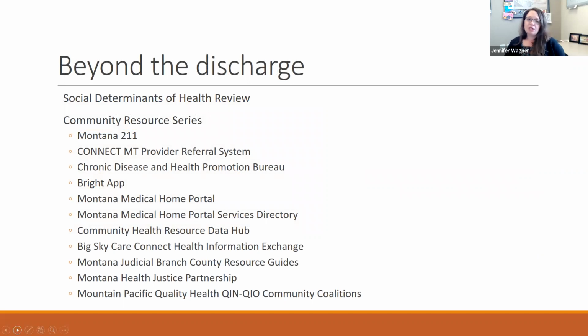We also want to look beyond the discharge. Social determinants of health are a very real thing. What happens to the patient when they are discharged really affects if and how they're readmitted and their success for recovery. So hospitals should have an understanding of the needs of the patient outside of the hospital when they're discharged and what's available in the rural area that can meet those needs.